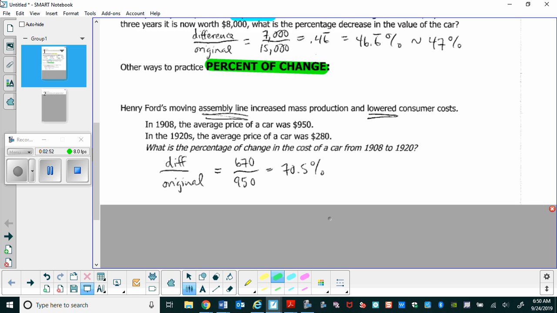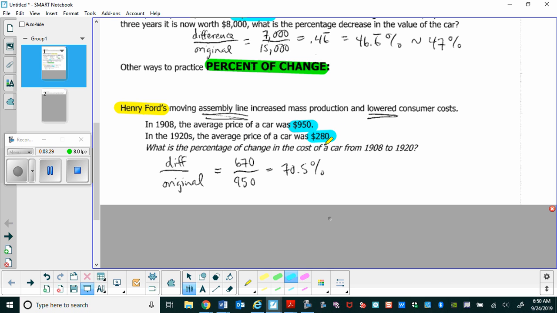Henry Ford's moving assembly line increased mass production and lowered consumer costs. If you haven't already learned about Henry Ford this school year in history, you will be soon. With the assembly line, we were able to make cars much, much faster, and because we were able to produce the cars so much faster, that decreased the cost of a car for consumers. Before the assembly line, in 1908, the average price of a car was $9.50. After the assembly line was invented, in the 1920s, the average price of a car went to $2.80.